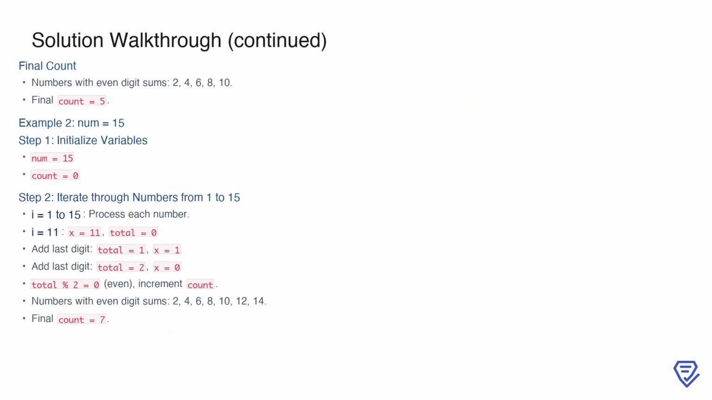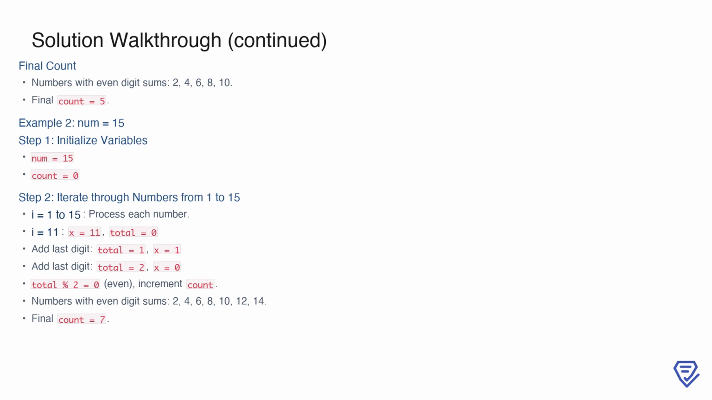In this example with number equals 10, the numbers that have even digit sums are 2, 4, 6, 8, and 10. This means the final value of count is 5. Now, let's look at another example where number is 15. Once again, we initialize number equals 15 and set count equals 0. We then iterate through all numbers from 1 to 15, applying the same logic described earlier.